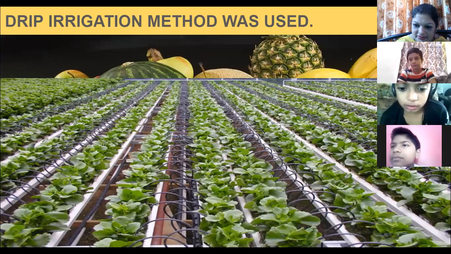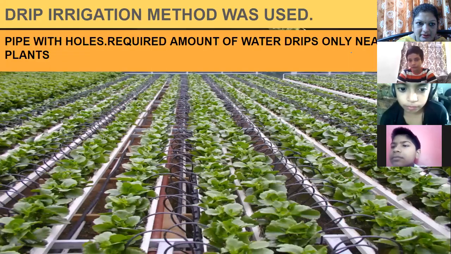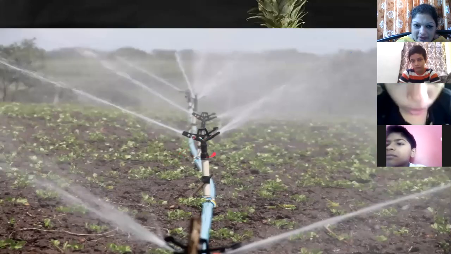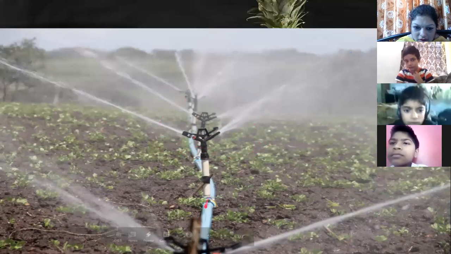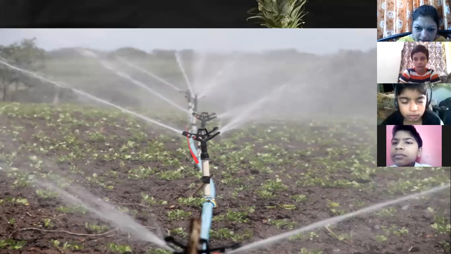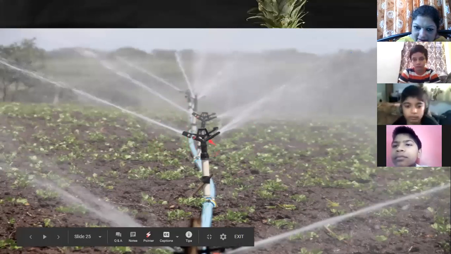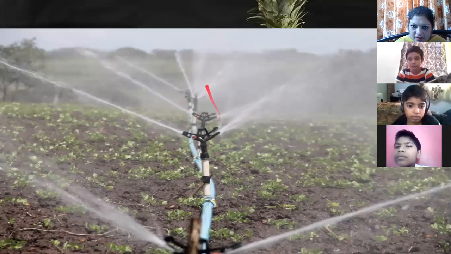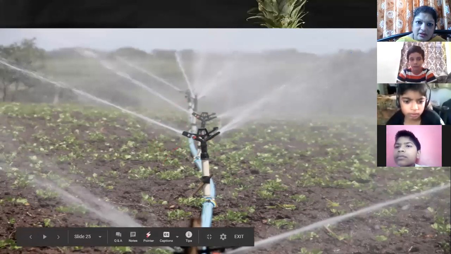Let us see the second method. Look here, the second method. Yes, what are these? These are sprinklers. Can you see the pipe over here? This pipe, and connected to the pipe are the sprinklers. These sprinklers work like a fountain. They just move in a circular manner, and when they move in a circular manner, they spray water. Can you see the water which is sprayed over here? Yes, the water is being sprayed, and the crops get water.